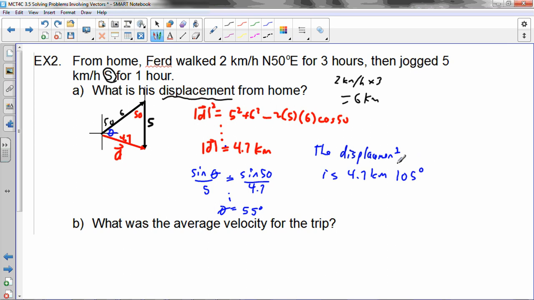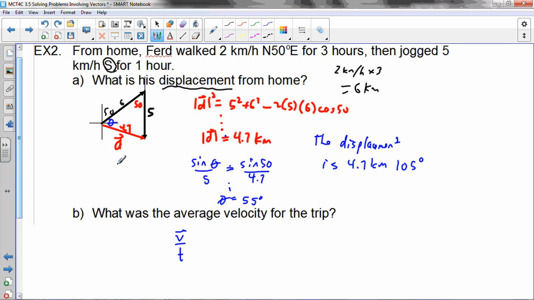That's the bearing. What's the average velocity for the trip? Well, the average velocity is just sort of the total velocity over the time, right? Well, the total velocity is this display. Or sorry, the average velocity is the total distance over the time. Excuse me. Let's tidy that up.